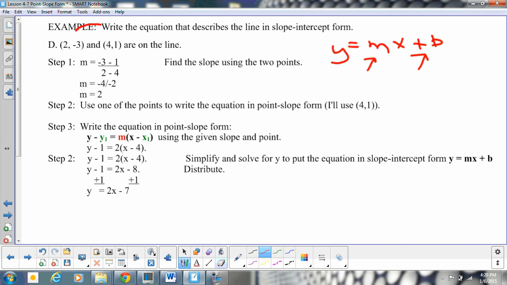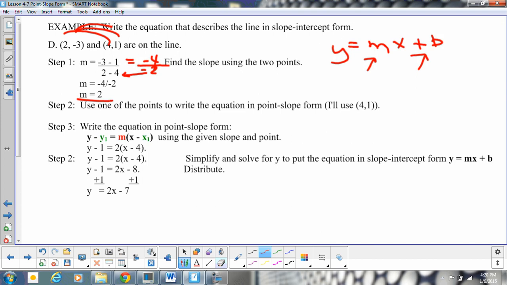So we do -3 minus 1. That's our numerator. And then we do 2 minus 4. That's our denominator. So -3 minus 1 is -4, over 2 minus 4, which is -2. See what we got there? -4 divided by -2 is 2. Now we know the slope. We know m is 2.